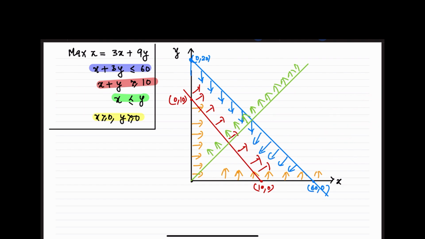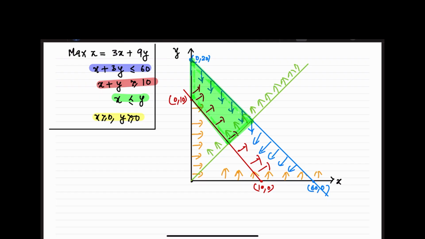Now we have plotted all the constraints. What is the feasible region? The feasible region is in fact this boundary, this, this, this, and everything inside. So this is the feasible region.